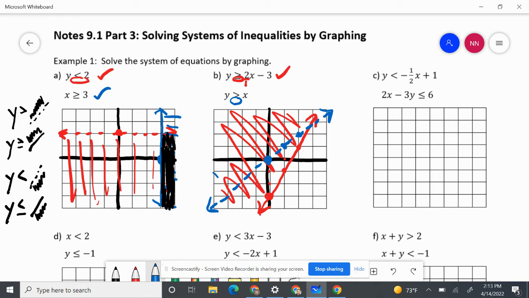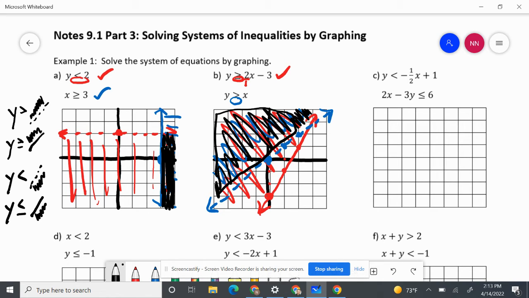Now this is also greater than, so we're going to shade all this section right here. And once again, our answer is where the two shadings meet. So we have something that looks like this would be our final answer. Looking at our next example.